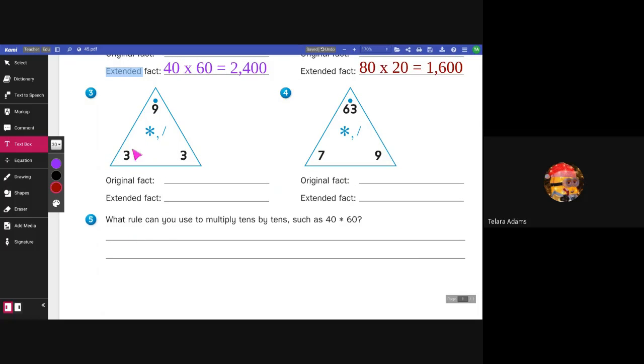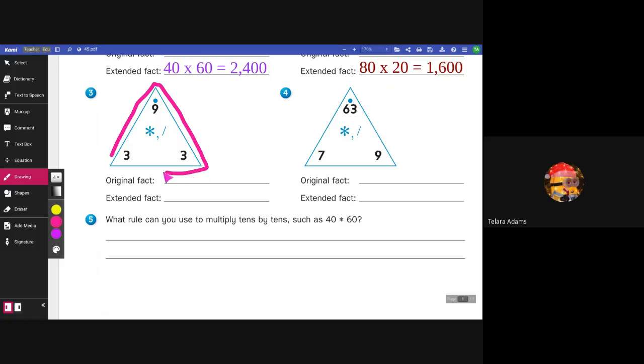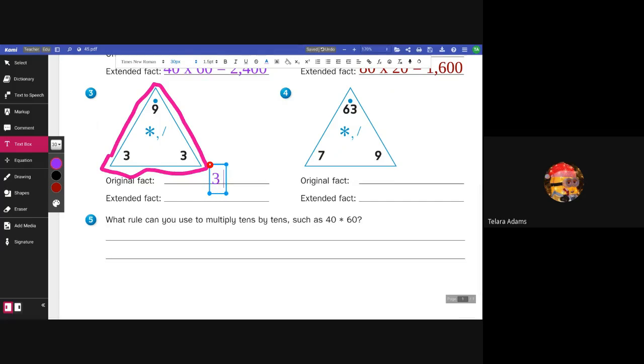Number 3. What is my original fact? Looking at this one triangle, what is my original fact? What are my factors and what is my product? Remember, product is answers. Yes, my original fact is 3 times 3 equals 9. That's my original fact. That's where I'm starting.